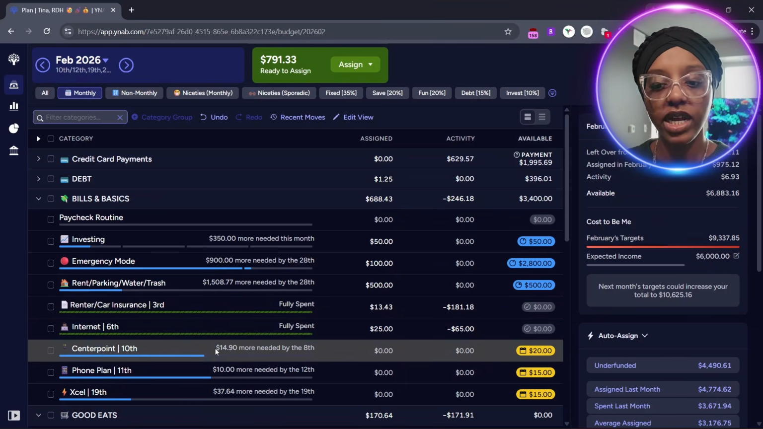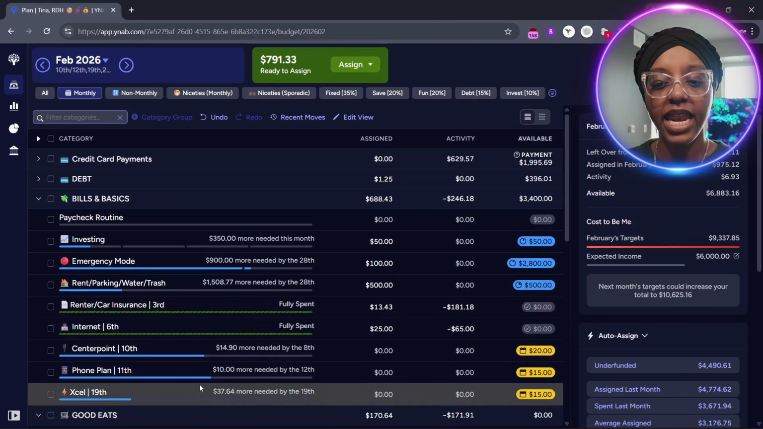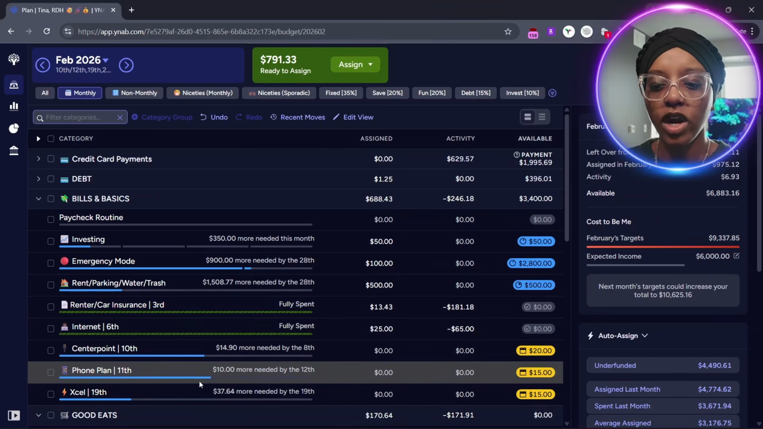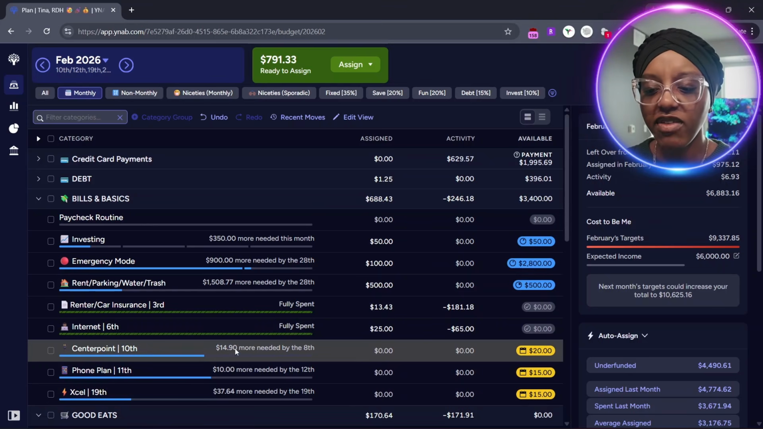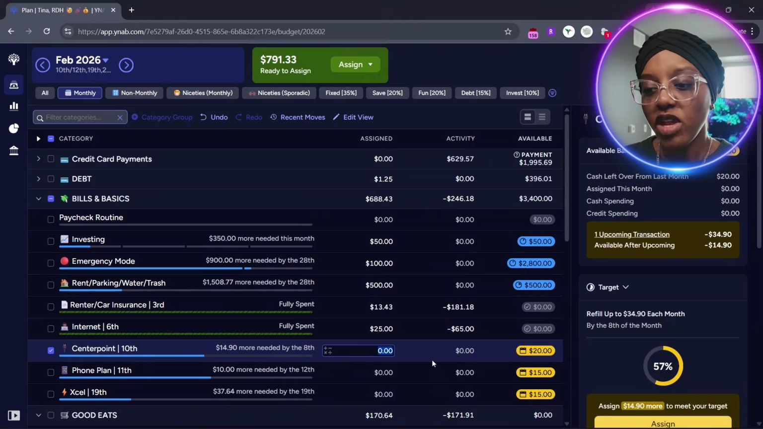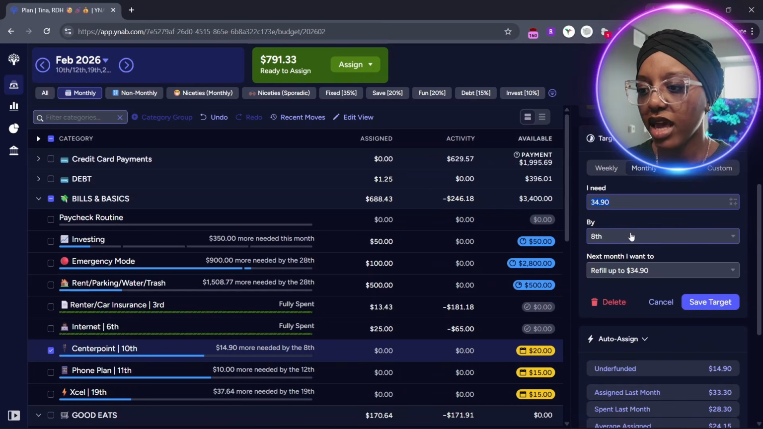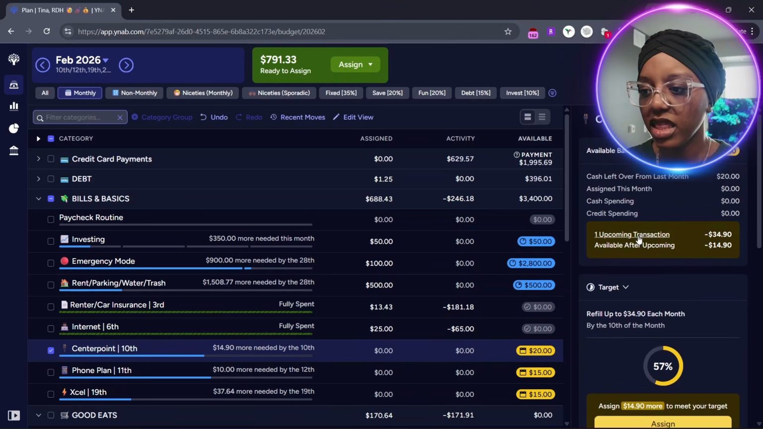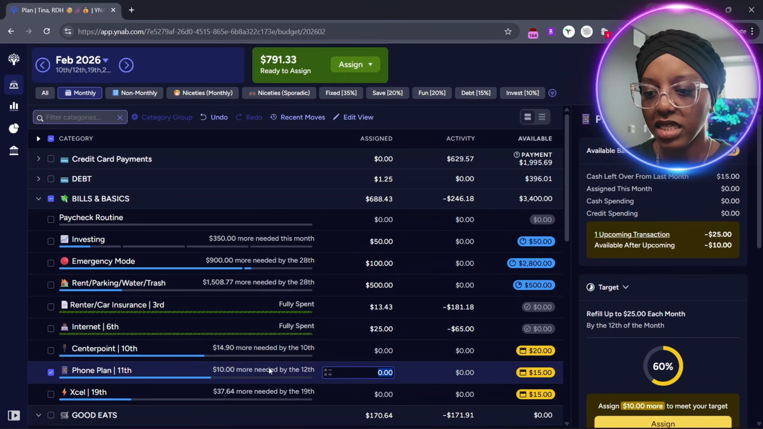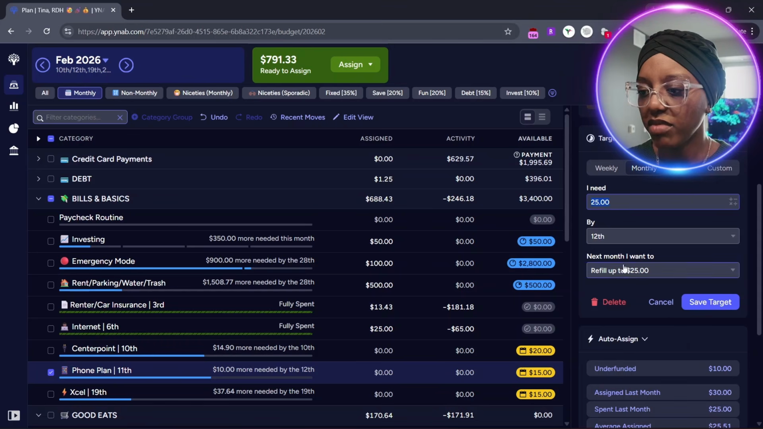I will have it figured out. But when it comes to Centerpoint, phone plan, and Excel, these are all bills where you have 10 days to finish saving for it. So I feel good about that. You need $14.90 by, I say by the 8th, but it's really the 10th. I don't know why I put the 8th. So let me edit that. Is it really the 10th? Let's see. It is the 10th and this says the 12th. It's really the 11th. Let me edit that.